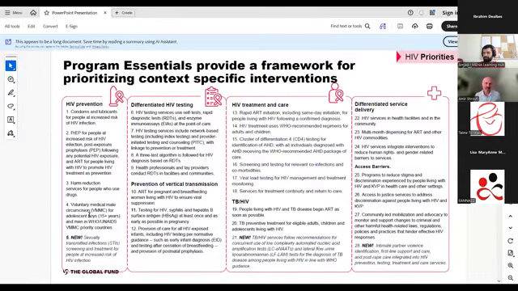recognizing the importance of sexually transmitted infections other than HIV, both as an entry door to HIV services, as well as an important area of service provision for the populations that we're serving. We've got a program essential on STI screening and treatment for people at increased risk of HIV.